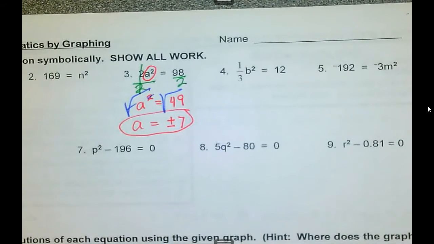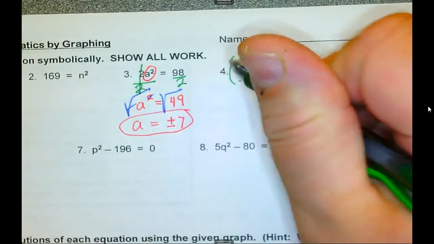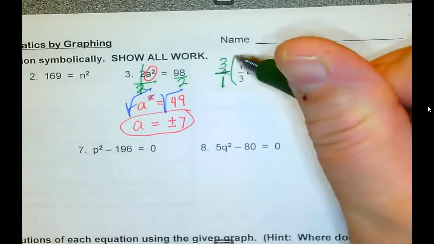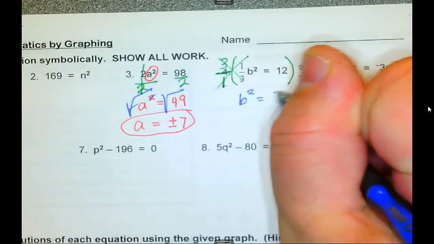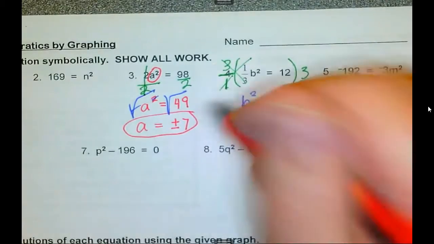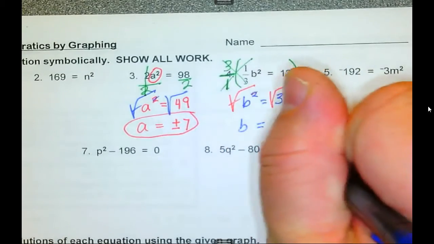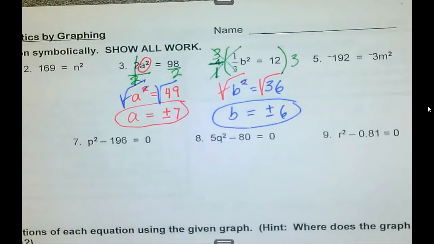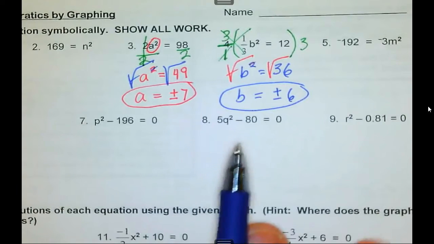What about number 4? How do I get rid of a fractional? Multiply it by the reciprocal. So I'm going to multiply both sides by 3, or 3 over 1. And I get b squared equals 36. Square root both sides. So b equals plus or minus 6. I'll do one more example before I show you how to do this graphically. This is algebraically.